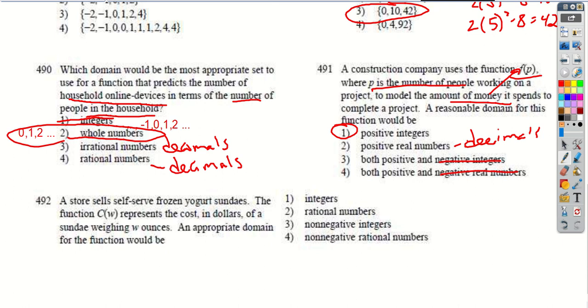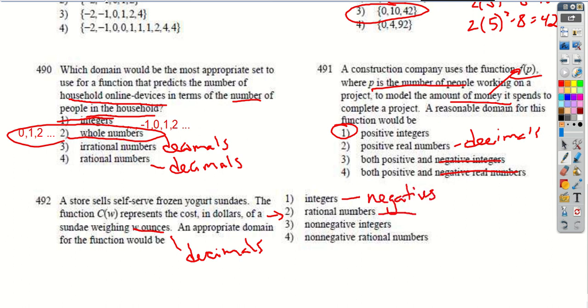The store sells frozen yogurts. It costs in dollars. What's an appropriate domain? And the answers are over here, by the way. Okay. So same thing. If we're buying frozen yogurt, we can have decimals representing the weight, so the weight in ounces. This is okay to have decimals here and fractions. You can have a fifth of an ounce and a sixth of an ounce. So the integers would not be okay, once again, because those include negatives.